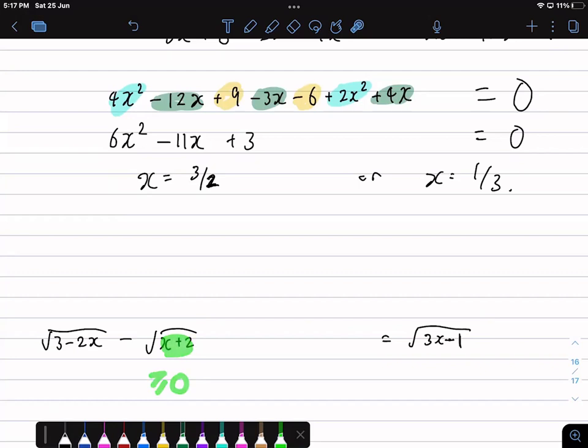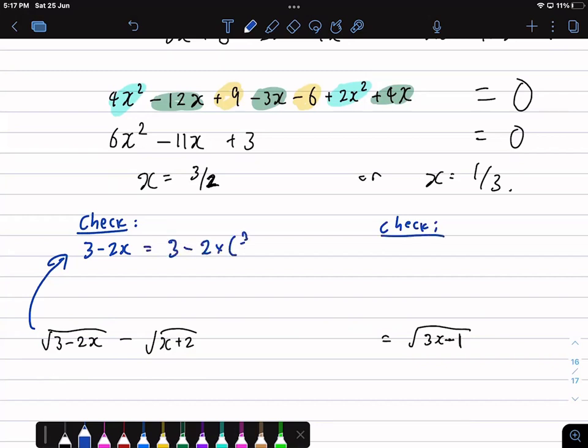So let's see. Here, there's a problem. Let's take a look. There's a 3 minus 2x. Reject 3 over 2? We need to check. 3 minus 2x is 3 minus 2 times 3 over 2, which is 3 minus 2, and the 2s cancel off. You're left with 3 minus 3, which is 0. Still safe. 0 still can. Then you can check the rest.